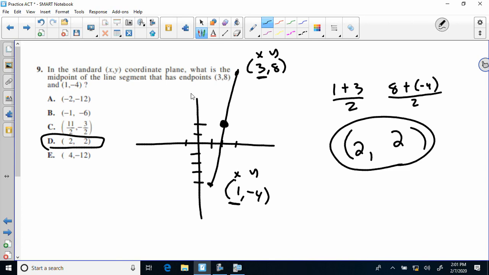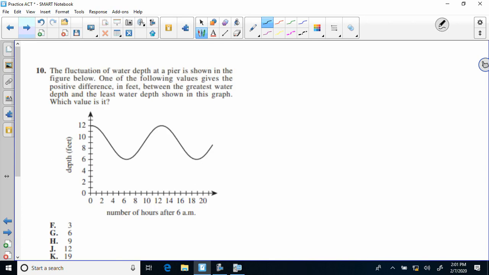So number 10, it says the fluctuation of water depth that appears shown in the figure below. One of the following values gives the positive difference in feet between the greatest water depth and the least water depth shown in this graph. Which value is it? So they want the greatest. Well, the greatest water depth is right there, and that's 12 feet. And the least water depth right here is 6 feet.